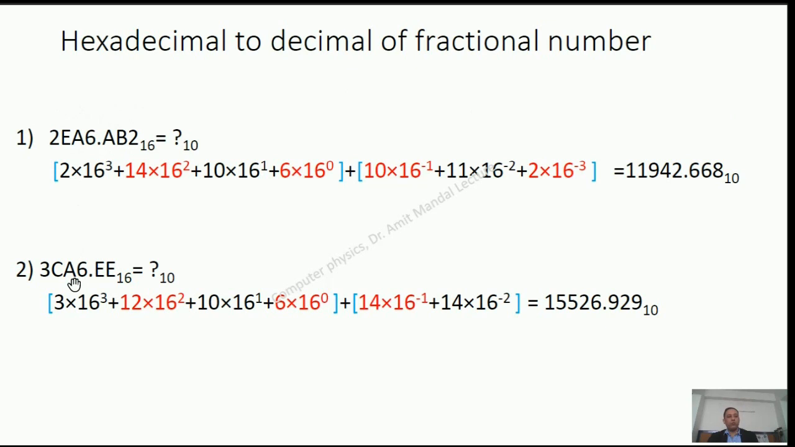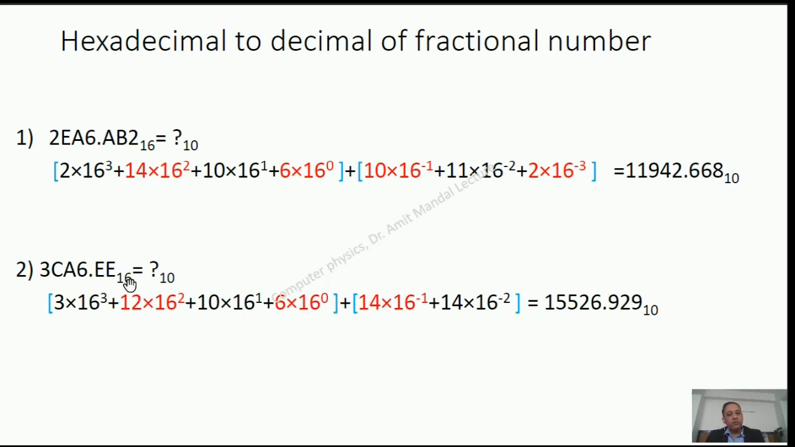Similarly, there is one more example, 3CA6.EE base 16. Again, for this 3CA6, counting from this point, this 3 is at the fourth place. So 3 into 16 to the power 4 minus 1, that is equal to 3. Plus C stands for 12. So 12 into, this C is at the third place from this point. So 12 into 16 to the power 3 minus 1, that is 2, plus A, 10 into 16 to the power 1, plus 6 into 16 to the power 0.